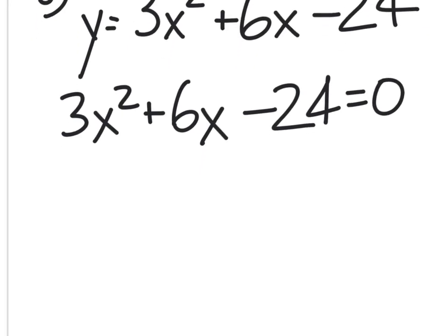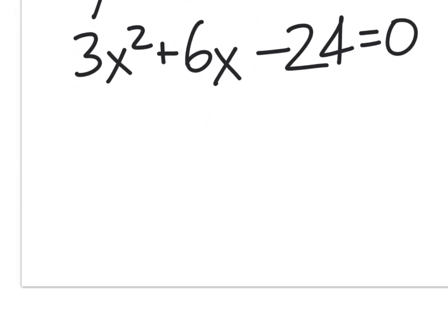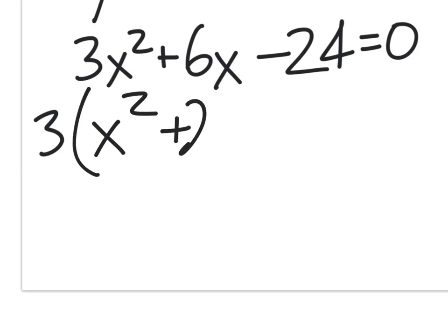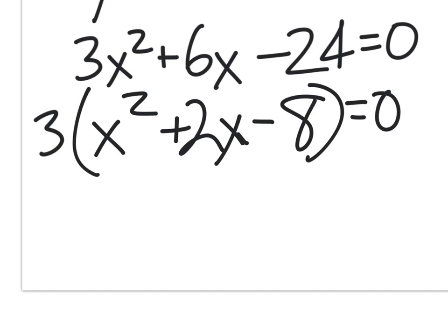Instead, however, what we're going to do is ask ourselves, does this trinomial have a GCF? Is there something common? Is there a greatest common factor? And yes, there sure is. What we can do is factor out 3 from each of these 3 terms, right? Because 3 goes into 3, obviously, as well as 6 and negative 24. And so when we factor out 3, well, what does that leave us with? X squared plus 2x minus what? 8 equals 0. All right.